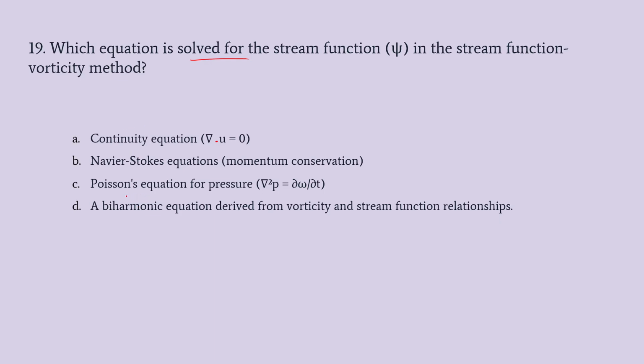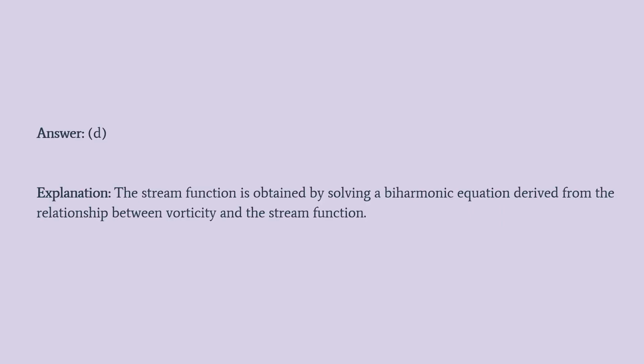Okay, our answer is option D, biharmonic equation derived from vorticity and stream function relationships. We have already told that we have stream function defined as dou psi by dou y is equal to u and dou psi by dou x is equal to minus v. So these are the relations between u, v and psi.